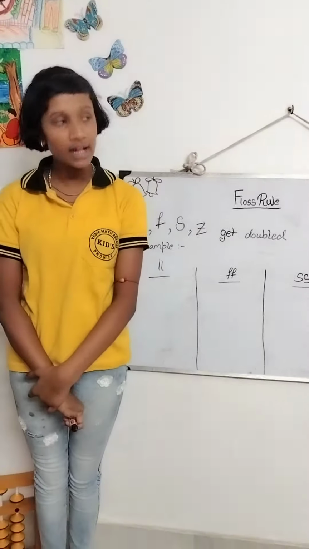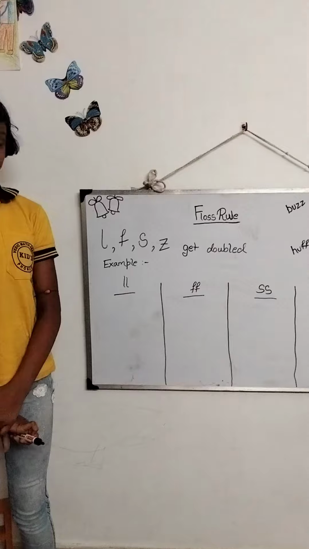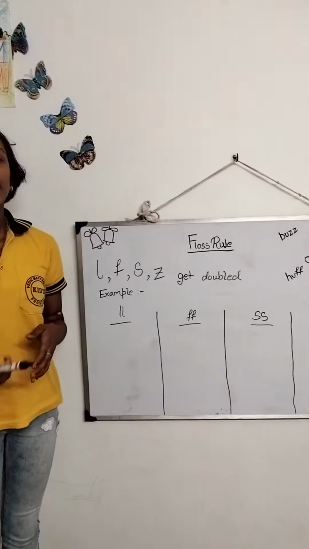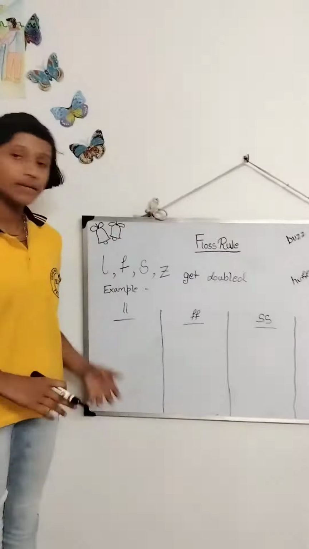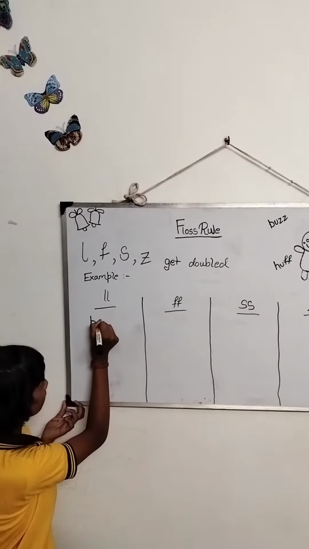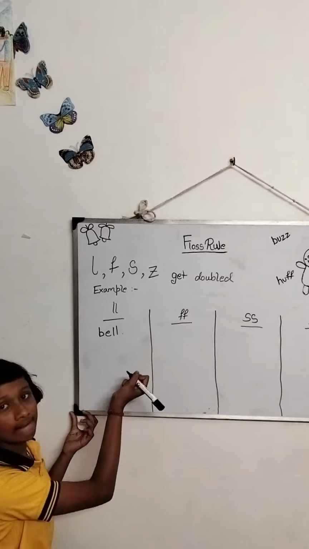Today I am Priya Kotal explaining the floss rule. When the consonants L, F, S, Z get doubled, it is known as the floss rule. Let me explain with an example. Bell. The last sound is L, F, S, Z.